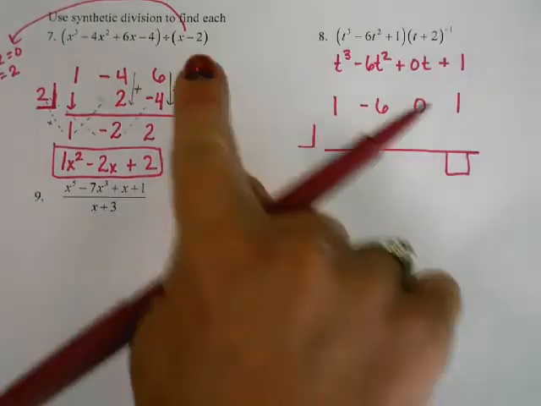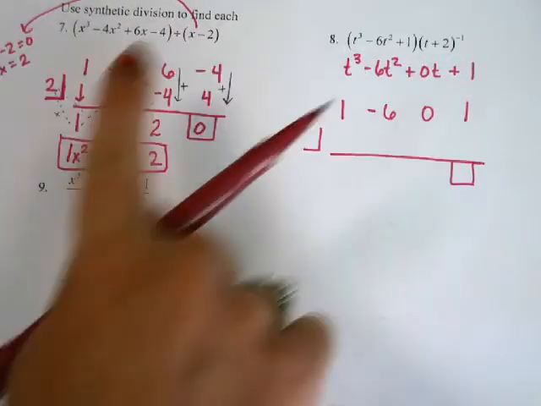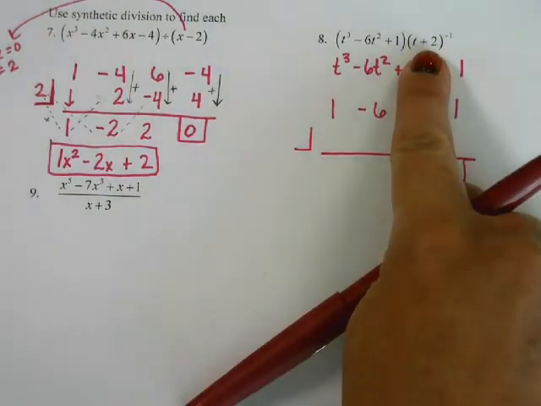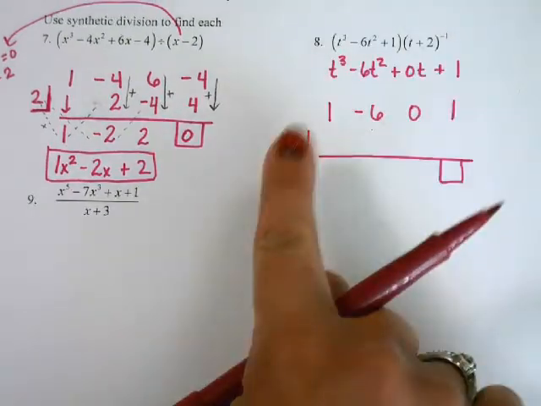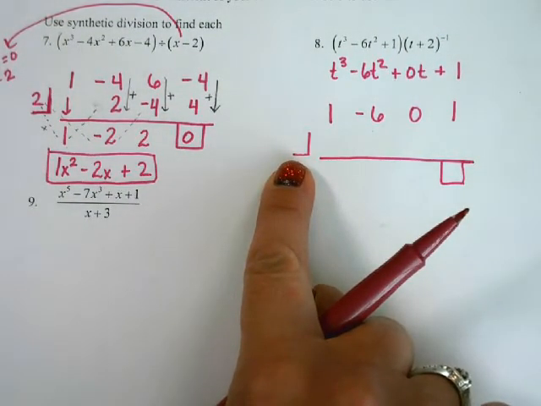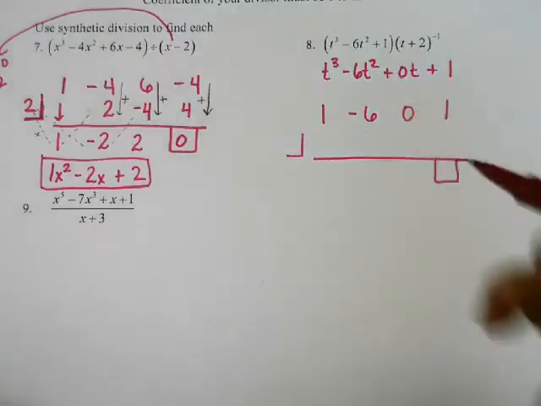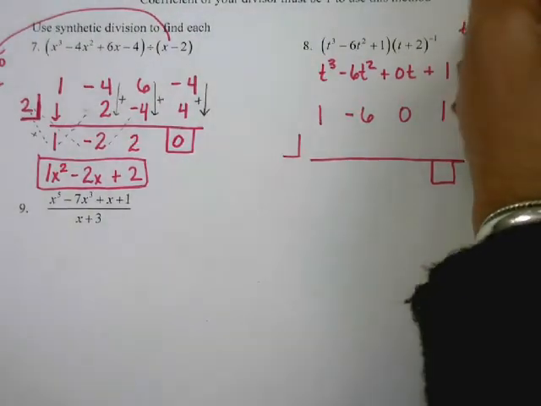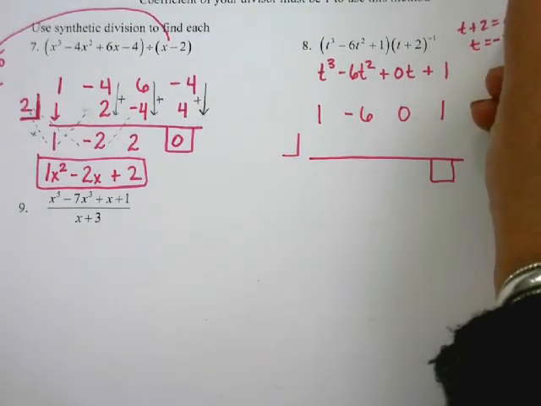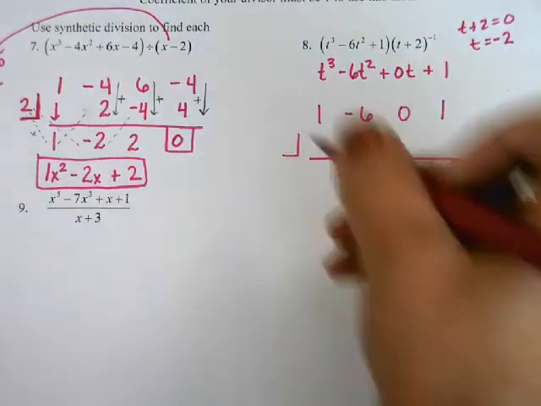Okay, we were dividing by x minus 2, and I put a positive 2 in the box. Now we're dividing by t plus 2. What am I going to put in the box here? Flip it. Think about t plus 2 equals 0, so t equals negative 2.